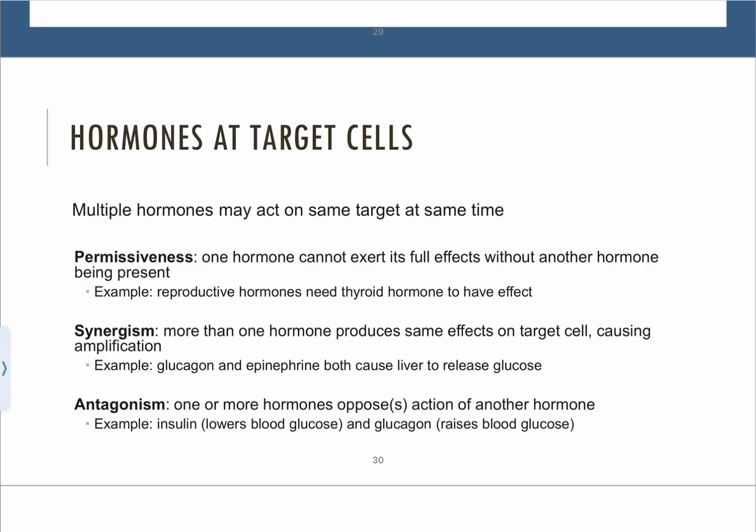And the last possible result, if we have more than one hormone acting at the same target, is antagonism. One or more hormones is going to actually oppose the action of another hormone. An example of this would be insulin, whose function is to lower blood glucose, and glucagon, whose function is to raise our blood glucose. Some of these can compete for the same exact receptor, but they act via different metabolic pathways, or can even cause downregulation of receptors, like we talked about before, some sort of shedding for the antagonistic hormone.